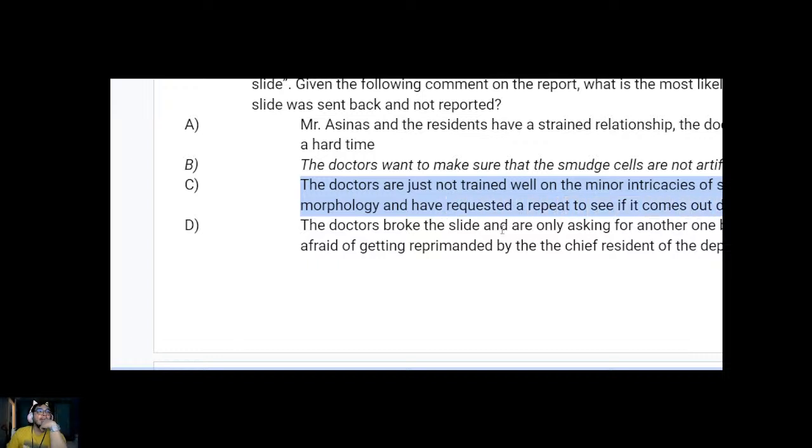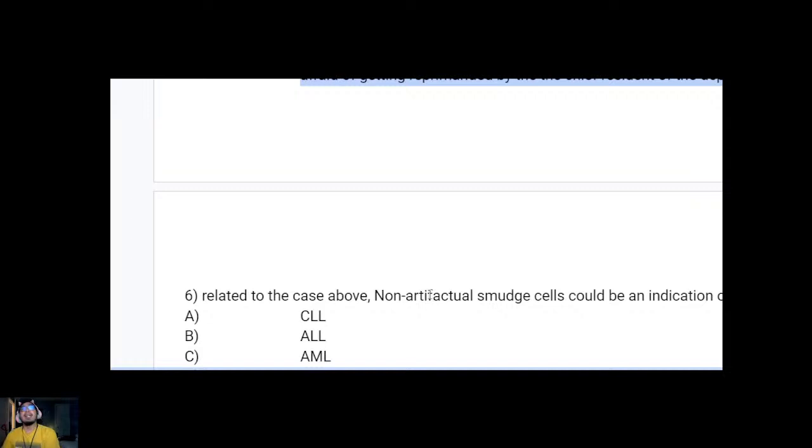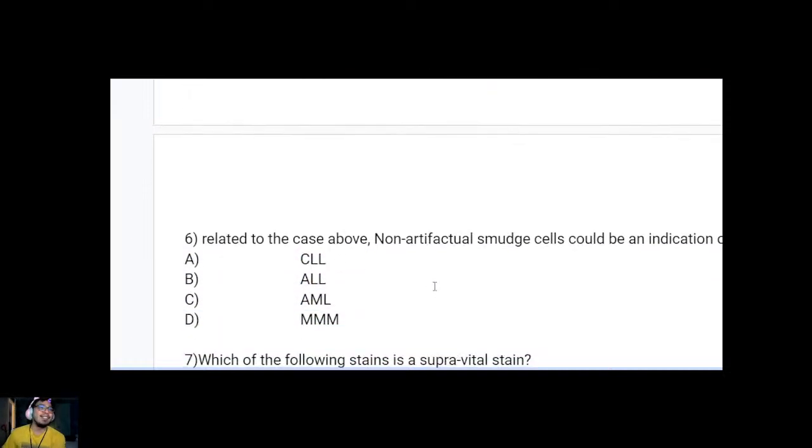Charing lang 'yan, okay? Char ko lang 'yan. Mr. Asinas and the residents have a strained relationship. The doctors are giving him a hard time. Walang ganun sa laboratory. Professional tayo, class, ha? The doctors broke the slide and are only asking for another one because they're afraid of getting reprimanded by the chief resident. Kaya man pala madaming nakasagot, Sir Marco. Obvious naman na mali yung sagot na iba.